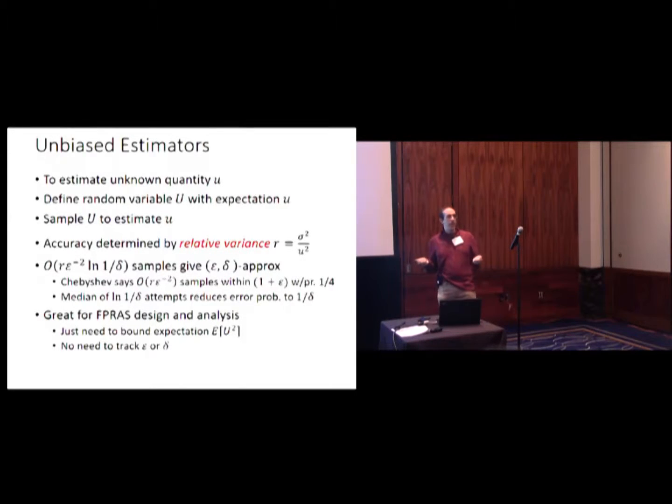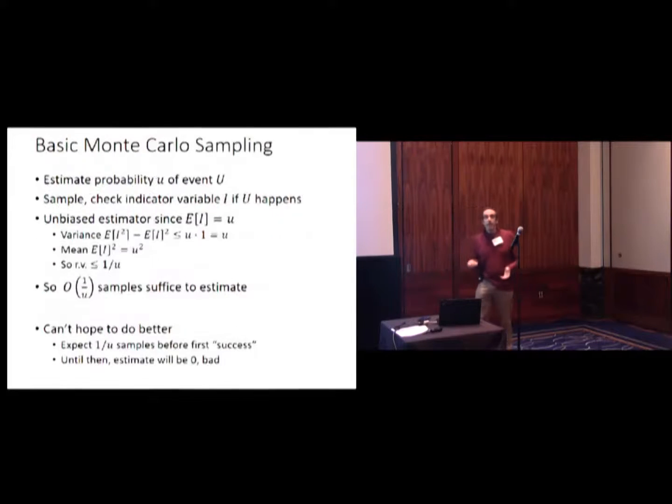When you have an unbiased estimator, all you have to do is prove an expectation. Once you know the expectation, you're done. You just tack on the epsilon and delta next to the total number of experiments that you need, and you have your epsilon delta approximation.